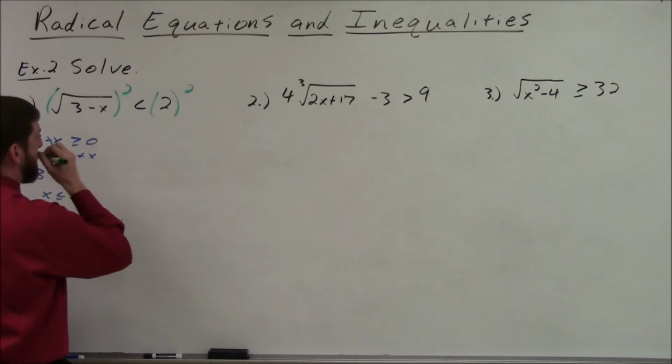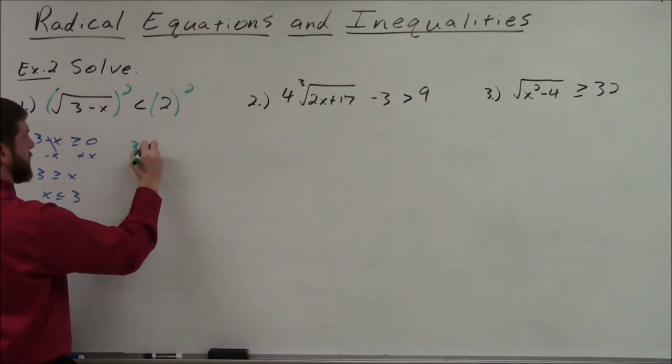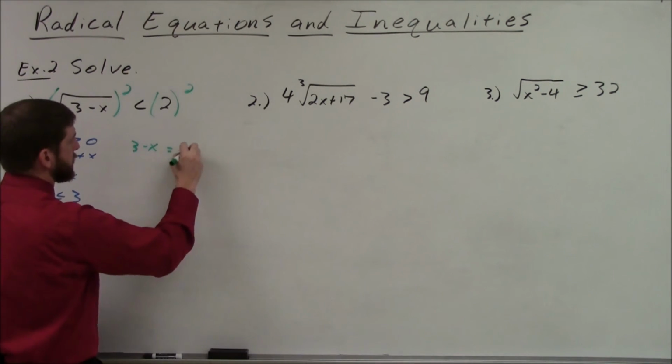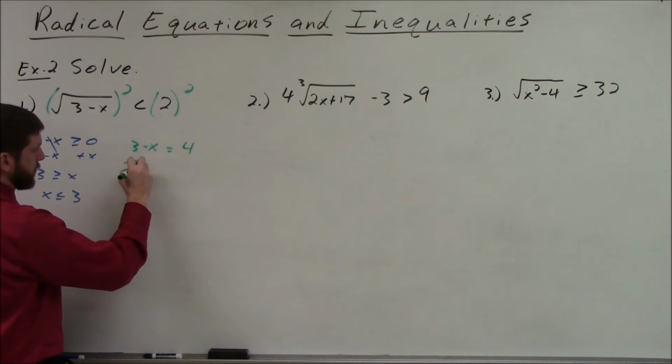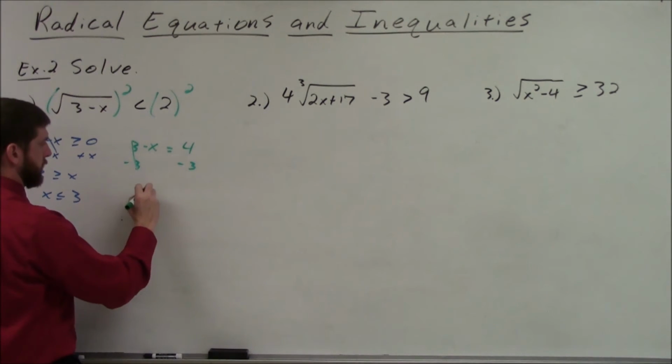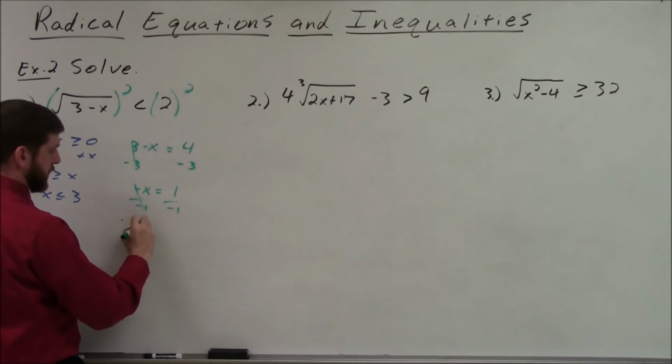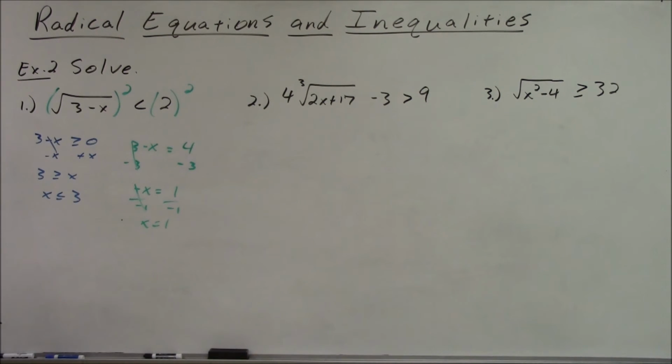Now we're going to solve the equation and determine what the critical point is from solving. So I'm going to start by squaring both sides. That's going to give me 3 minus x equals, remember, just treat it like an equal sign because we'll test to determine the inequality portion, equals 4. Then move your 3: negative x equals 1, move your negative 1, x is equal to negative 1, and those are our critical points.